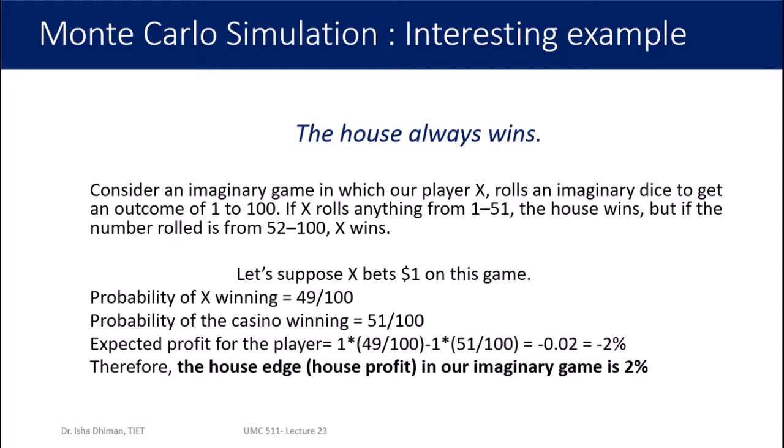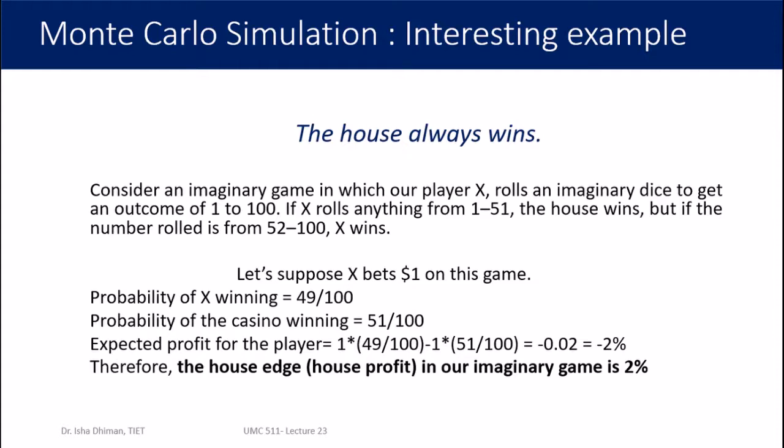So consider an imaginary game in which a player, say X, rolls an imaginary dice to get an outcome of 1 to 100. Say there's a dice which can give an outcome of 1 to 100. So if X rolls anything from 1 to 51, the house wins. But if the number rolled is from 50 to 100, X wins. So it's like dividing the outcome space.